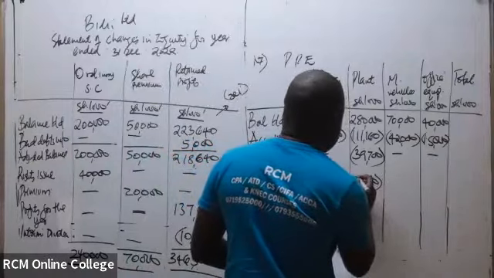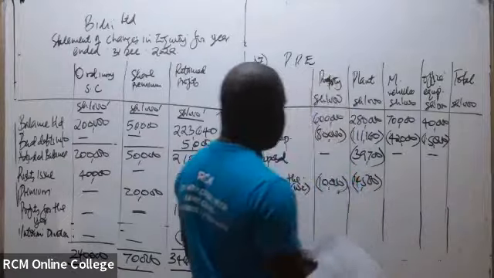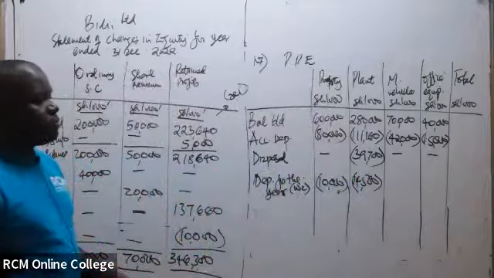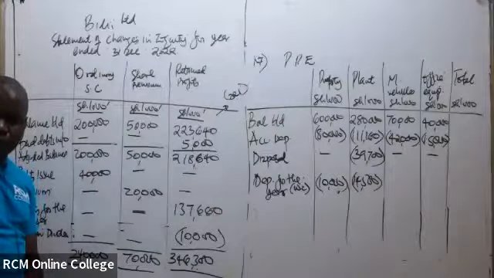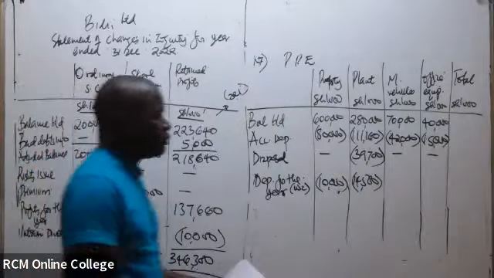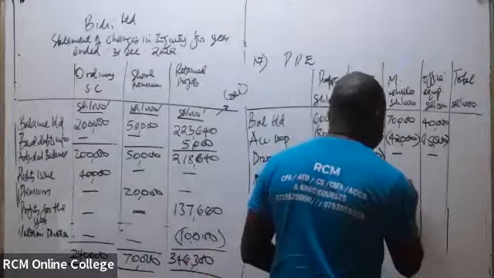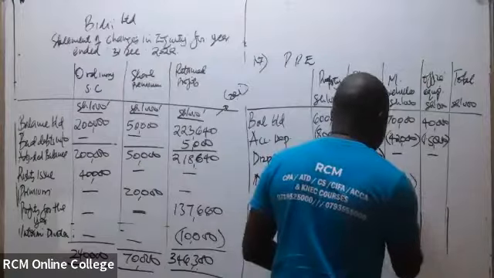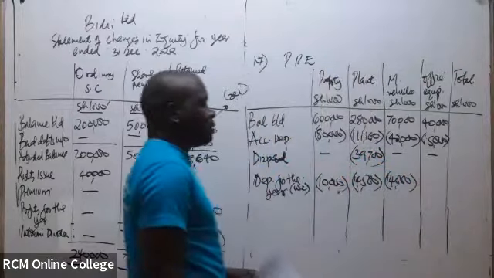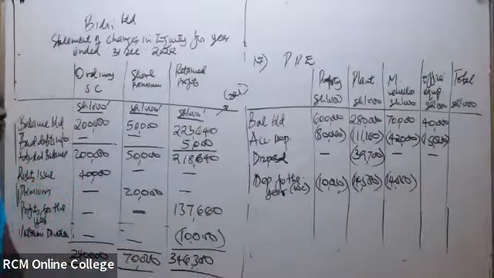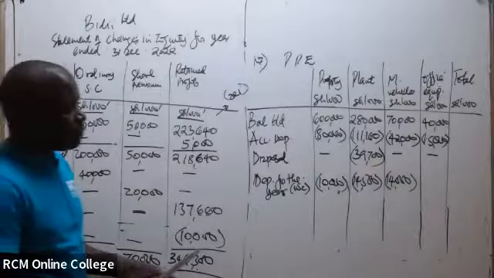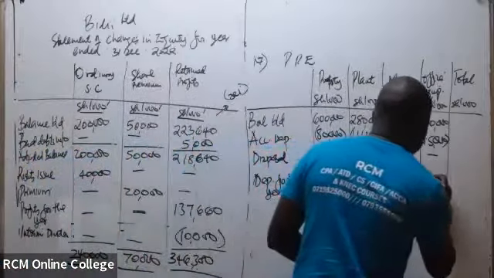What about for motor vehicles? For motor vehicles, it was how much? Motor vehicles, it was 14 million. What about in this case for office equipment? Office equipment, it was 5 million. It was actually 5 million.